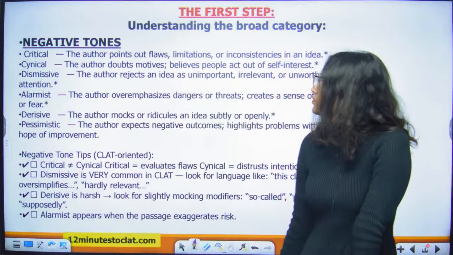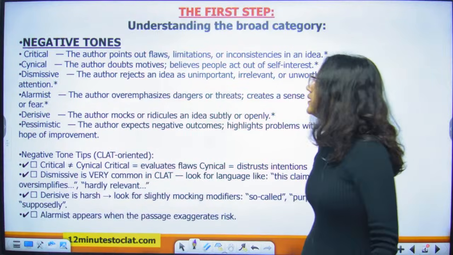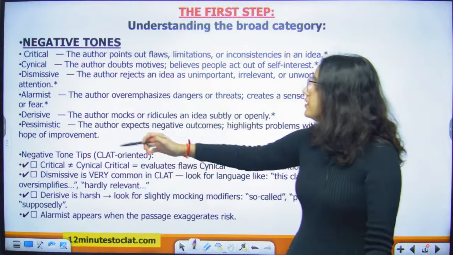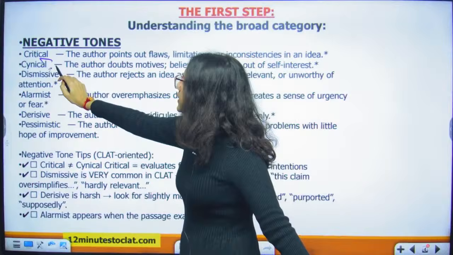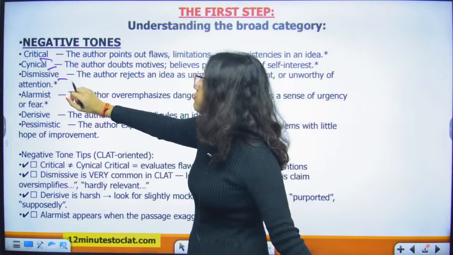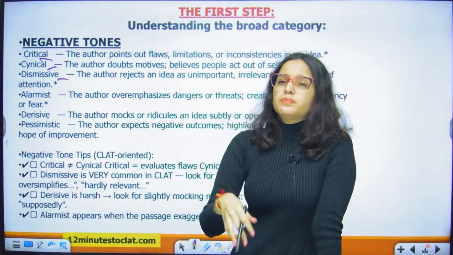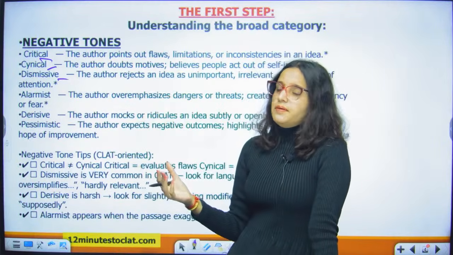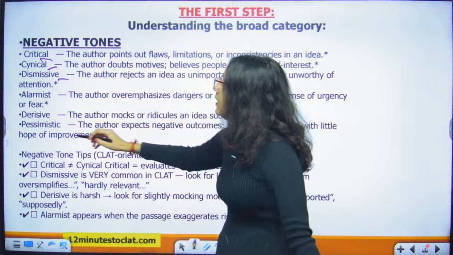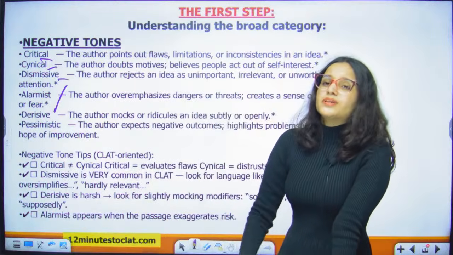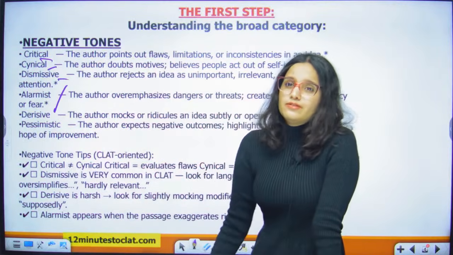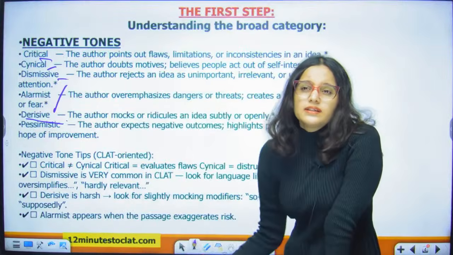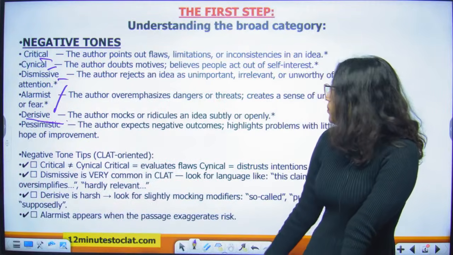All right. Now let us understand the negative tones. Negative tones, of course, bring some sort of fear, criticism, anger. For example, critical when you're criticizing, cynical when you're doubtful, dismissive when you're dismissing something the other person says, or dismissing an argument, or a long-standing view that people had in their mind. After that, alarmist, again, when you're overemphasizing the dangers or things that could go wrong in future. Now, derisive is when you're mocking, ridiculing somebody.